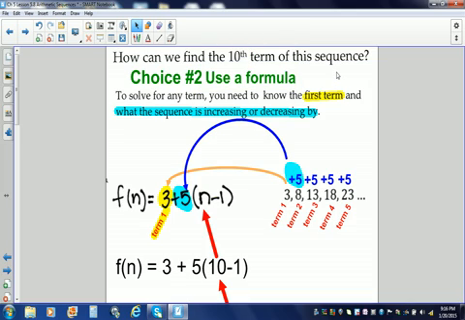So here we go. To solve for any term, you need to know the first term. For my visual people, the first term here is 3. That's where I get this 3 from. First term is 3 in this problem. Then ask yourself, what is the sequence increasing or decreasing by? Well, the sequence is increasing by 5. So this is where I got that 5 from. Ask yourself, what's it going up or going down by? I put that number right here.